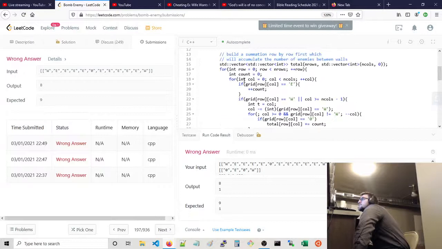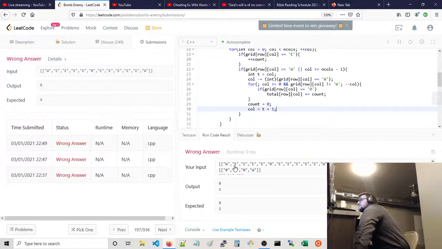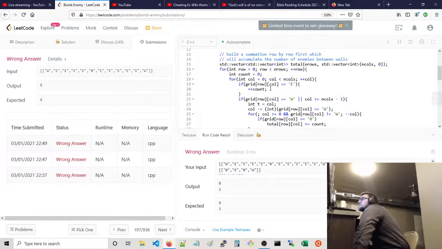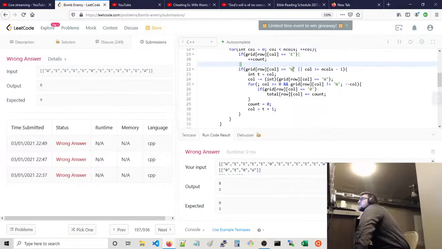So column goes to 1. And we see an E, we increment the count. We don't see these things. So we go 1, 2, 3, 4, 5, 6, 7, 8, 9. We get all the way to 9, so the count should be 9.